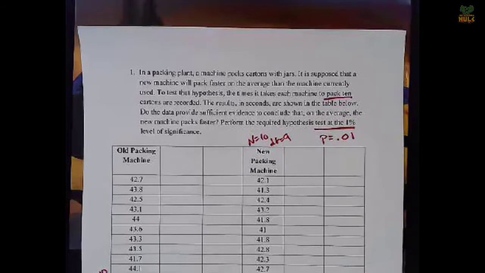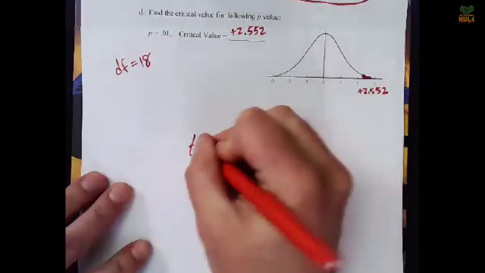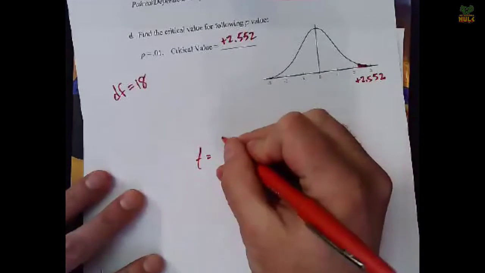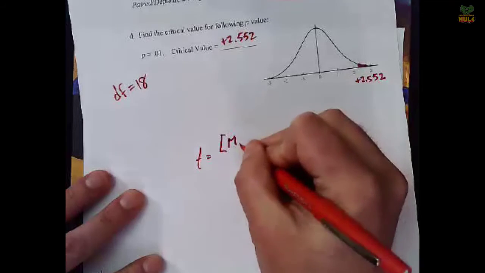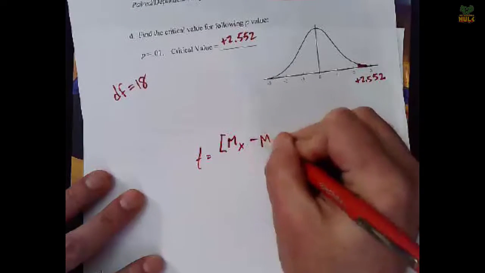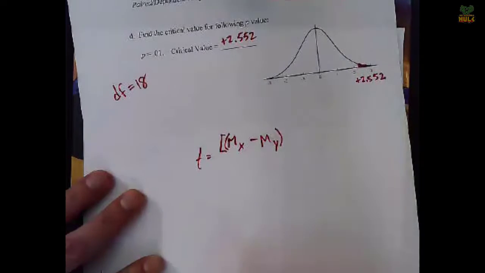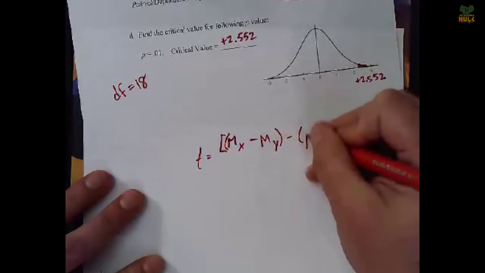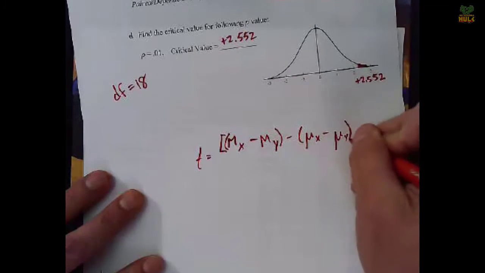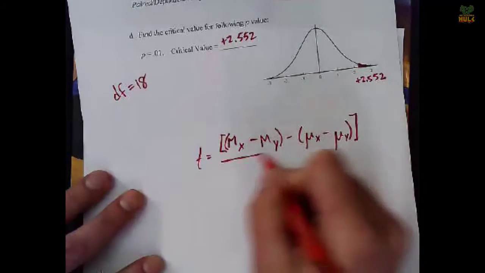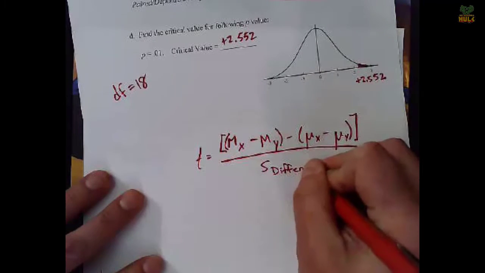Because if you remember, I'll write it down real quickly. Our t formula is going to require us to do a little more complicated thing here. So I'm going to write it down as m, the mean of x, minus the mean of y. That's easy. Those are just the samples. Then we have to subtract off the population mean of x minus the population mean of y. How the heck are we going to get that? And then you divide all that by the standard error of the difference.